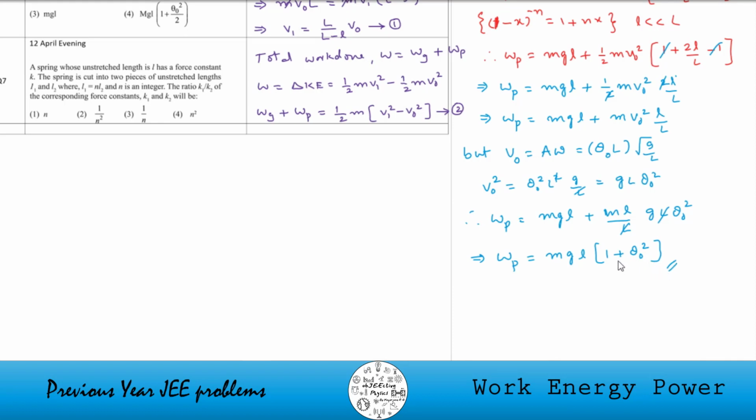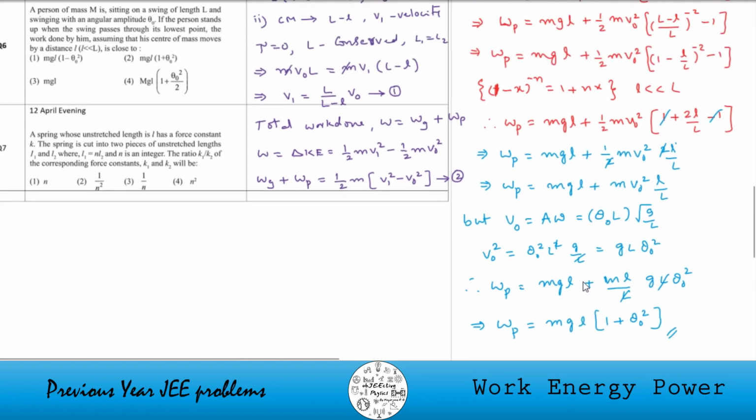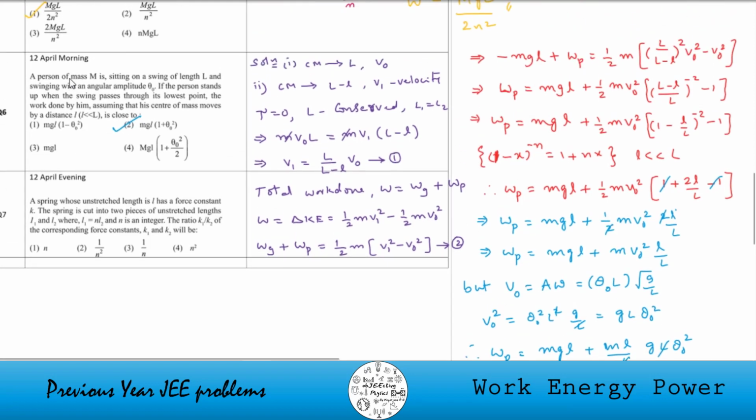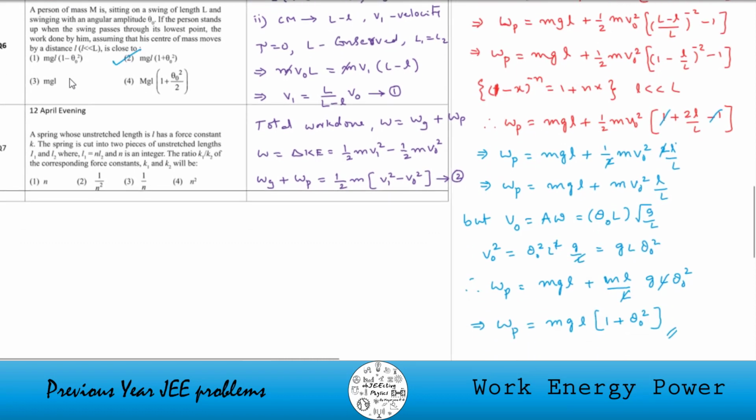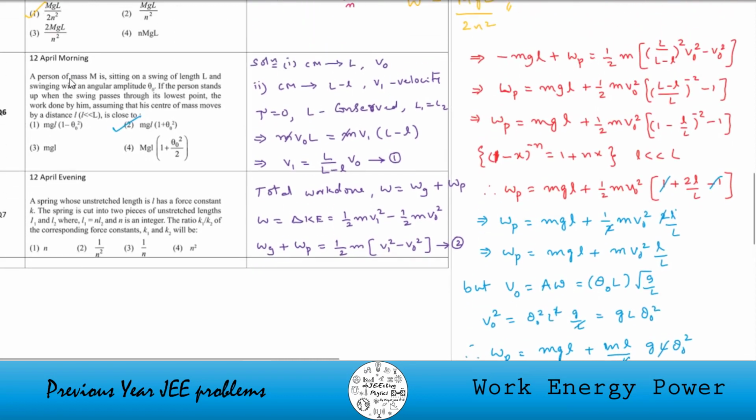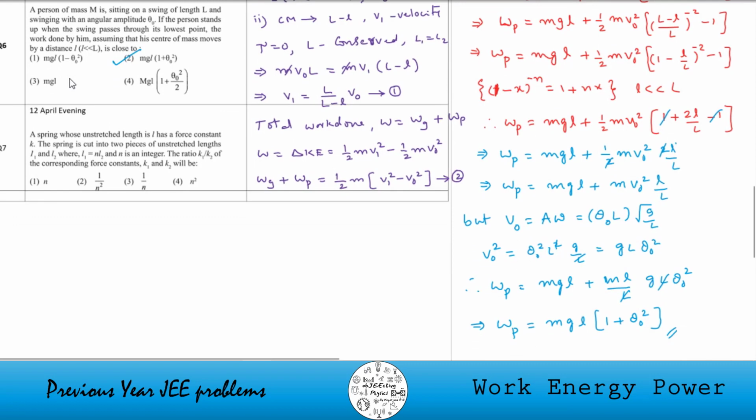Wp, the work done by the person when he is standing in a swing, is MgL into 1 plus theta naught square. So the second option is the right option. Second option is the right option. See the complete solution.